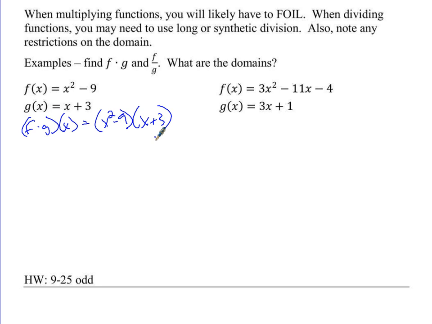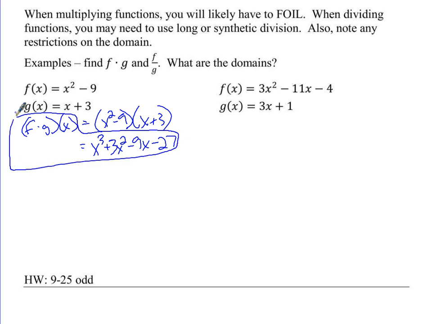How am I going to handle that? FOIL. So this is going to become x to the third plus 3x squared minus 9x minus 27. Any like terms? No, so that's the answer right there. What about the domain? What was the domain in the original function f? All real numbers. What about g? All real numbers. So what about f times g? Still all real numbers. So I'll put that in my little circle there.